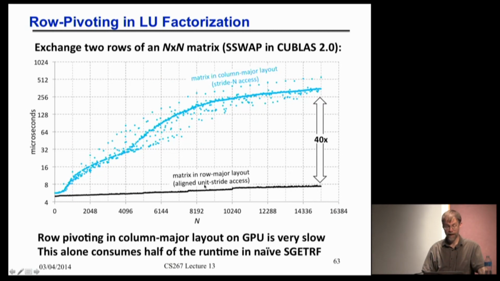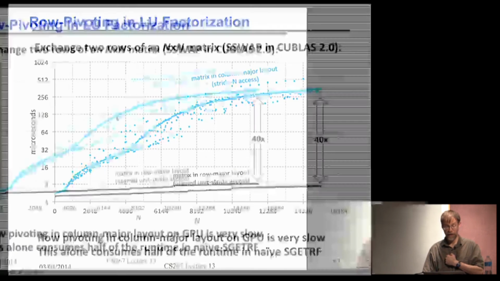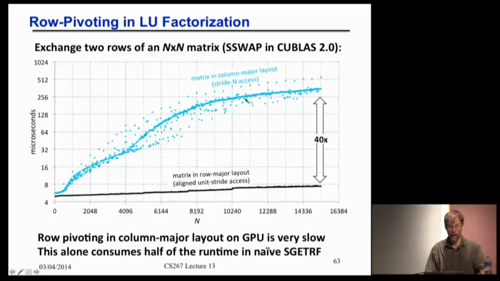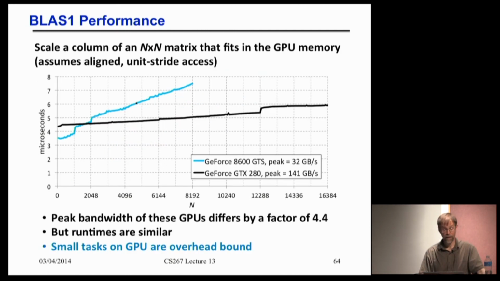Horizontal axis is n. Here is when you store the matrix in row major layout, so you take one row, it's in consecutive memory locations, and here's when it's stored in column layout, which is the natural algorithm because you're processing the matrix by columns. And there's a factor of 40 difference in the layout. So you really want to use a row-wise layout on the GPU. But that's going to be terrible for partial pivoting as you look down a column, because when you look down a column, they're not going to be consecutive. Okay? So that's going to lead us to use different layouts on the CPU and the GPU.